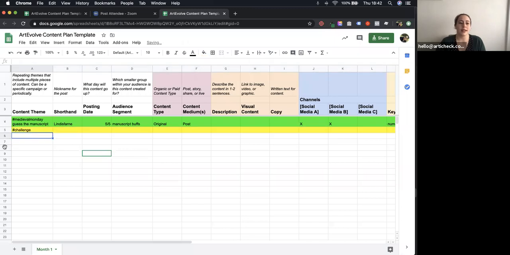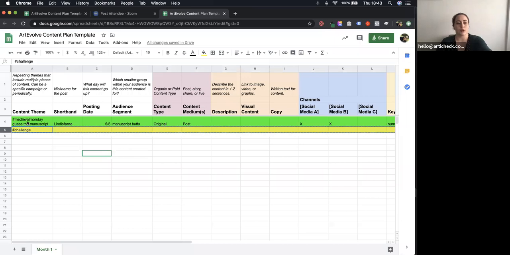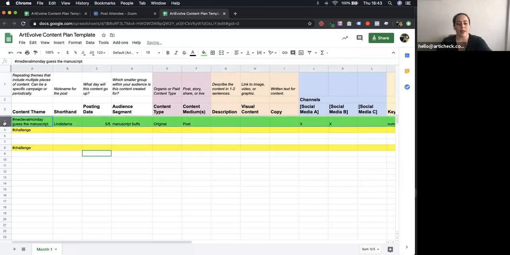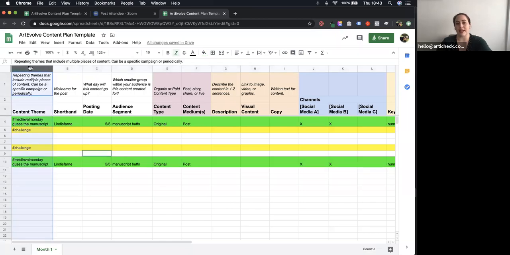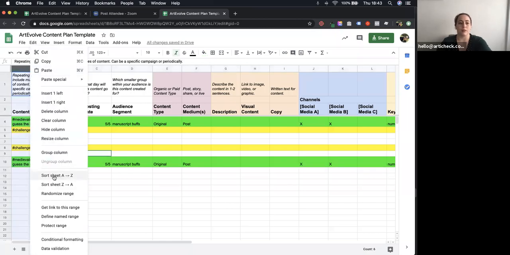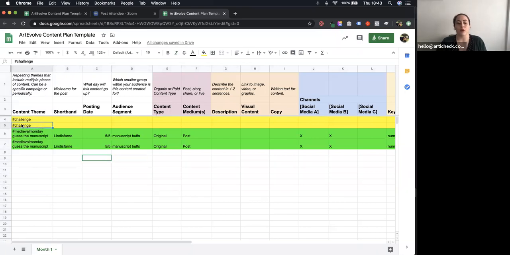What that allows me to do is that in future, if I have other challenge posts that I develop, and I have other Medieval Monday posts, I can organize everything by this particular column. So I can sort my sheet here, and I can see how many posts I have this month for this challenge, and how many posts I have for Medieval Monday.